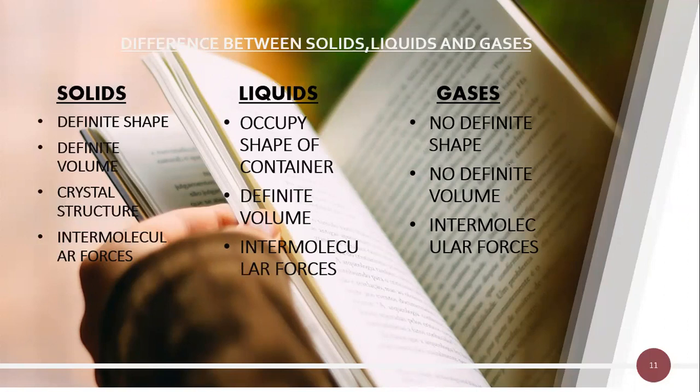But what about gases? Gases have no definite shape and no definite volume because of the random motion of their molecules. When we talk about intermolecular forces, solids have strong intermolecular forces, which bind the molecules very strongly. Gases have very weak intermolecular forces. That's why the molecules cannot be bound together. But liquids have intermediate intermolecular forces.